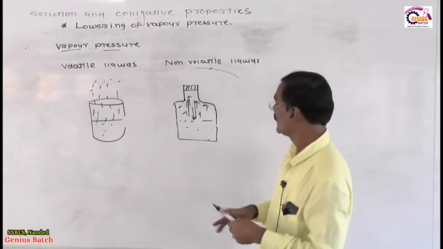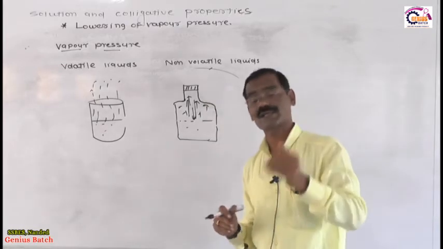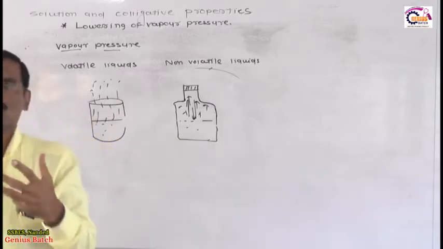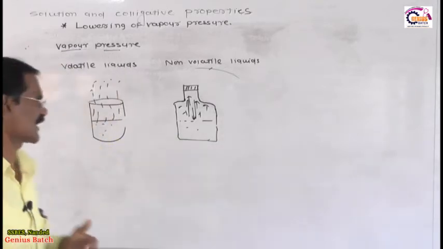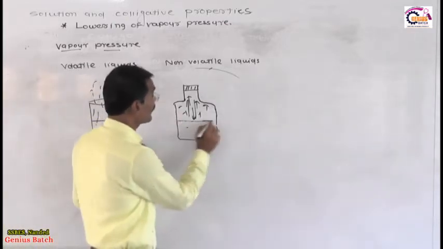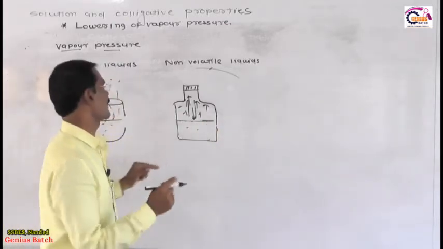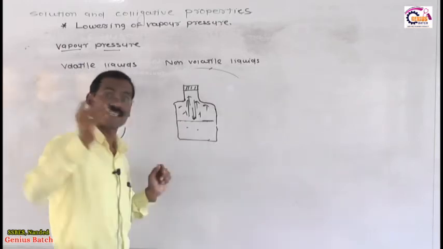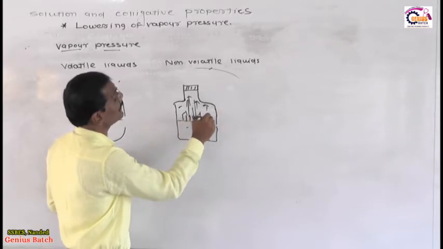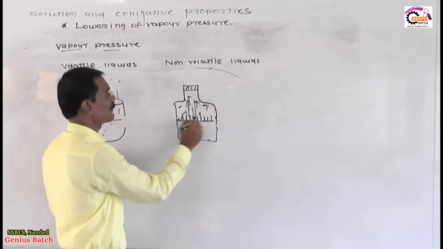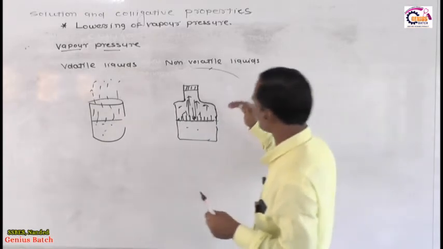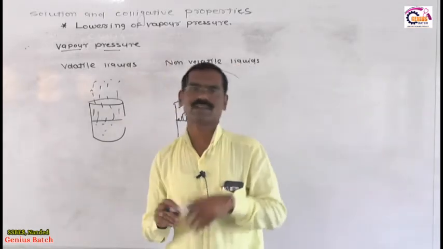At one stage, the rate of evaporation and the rate of condensation become equal, and that state is called the equilibrium state, because no more evaporation takes place and no more condensation takes place. At the equilibrium state, listen very carefully, the pressure exerted by vapors on the surface of liquid is called the vapor pressure of liquid. Is it okay?